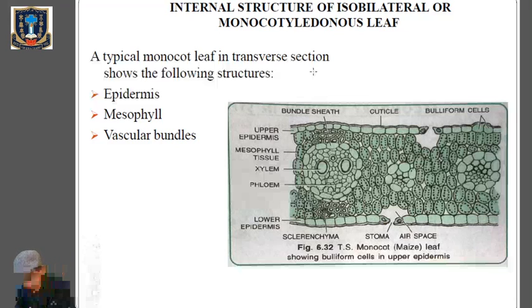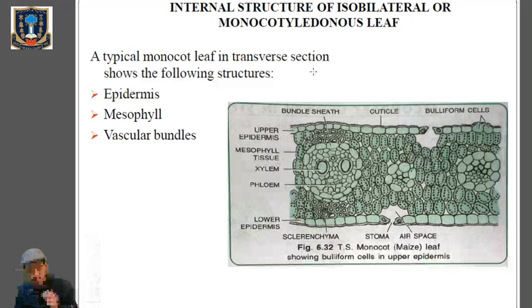So the isobilateral leaf used to receive the sunlight on both the sides. So both the sides are equally exposed to the sunlight, or they will receive the light equally in case of the isobilateral leaf or the monocot leaf.